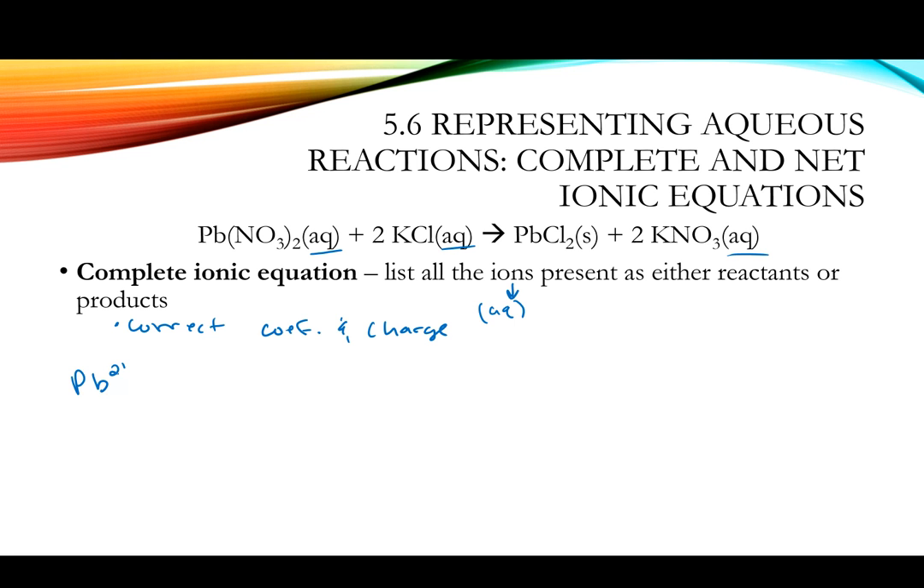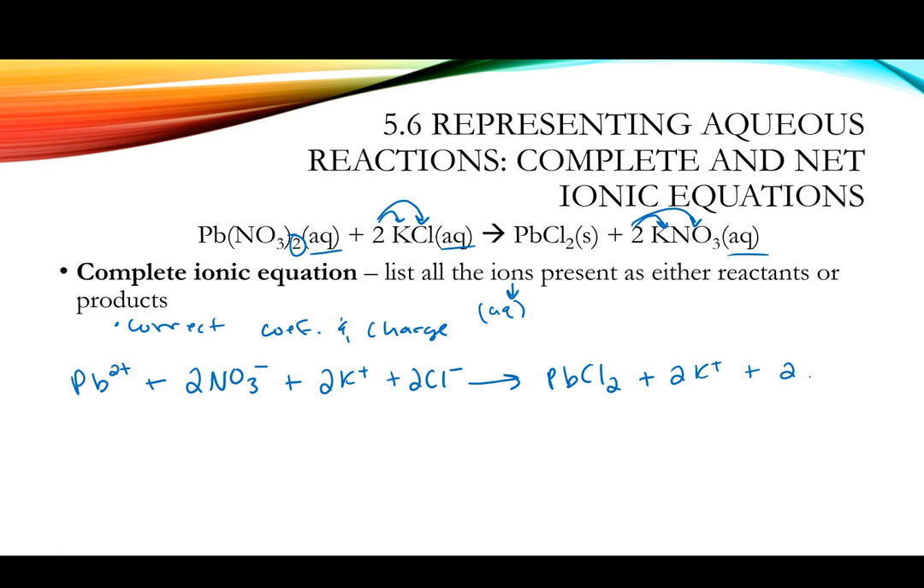So this is lead 2. Lead can be a 2 or a 4, but we know it's lead 2 because it's bonded to 2 nitrates, and nitrate is -1. Plus, there are 2 nitrates in this formula, so that's how I write my ion, 2 nitrate ions. Plus, coefficients, of course, distribute, so 2 potassium ions and 2 chloride ions. The lead 2 chloride, that's a solid, so we do not split it into ions, only split aqueous things into ions. And then again, the 2 will distribute, so I have 2 potassium ions and 2 nitrate ions.